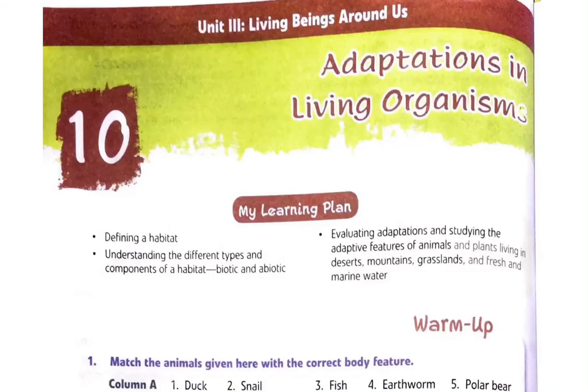Okay, so today we are going to do science. And what is the science topic? Let us see. Okay, so today we are going to do adaptations in living organisms. Today we are going to learn about habitats. We are going to understand the different types of components of habitat, like biotic and abiotic. Right, we are going to evaluate the adaptations. We are going to study the adaptive features of animals and plants living in deserts, mountains, grasslands, fresh and marine water. So the video is going to be very interesting, and I want you all to watch this video till the end.